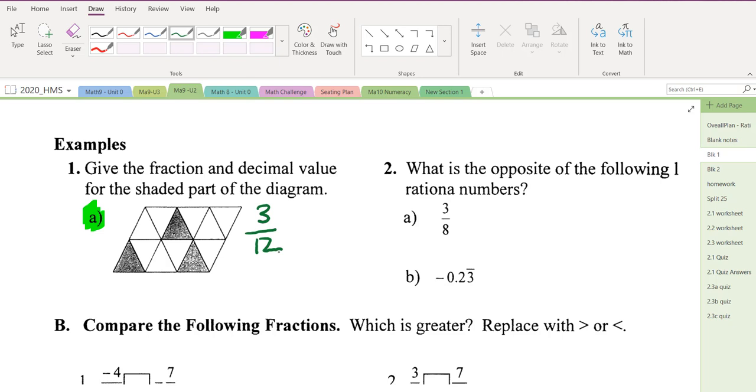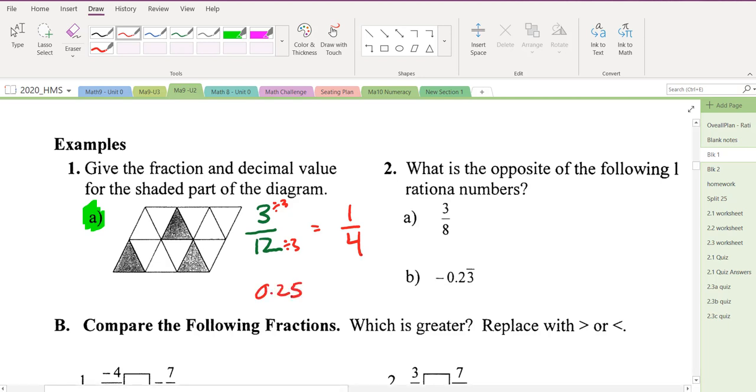It can be simplified to 1/4. And how did you accomplish that? You can divide both numbers by 3, which equals 3 divided by 3 on the top is 1, 12 divided by 3 is 4, so 1/4. And finally, can you tell me what 1/4 is as a decimal? Kabir? 0.25. 0.25.